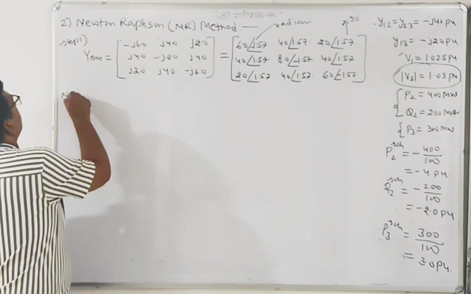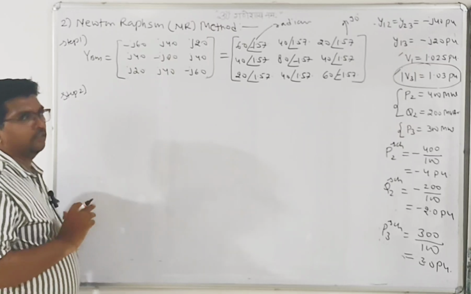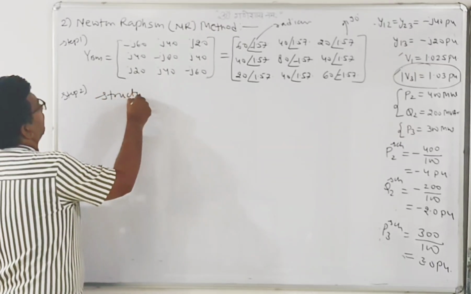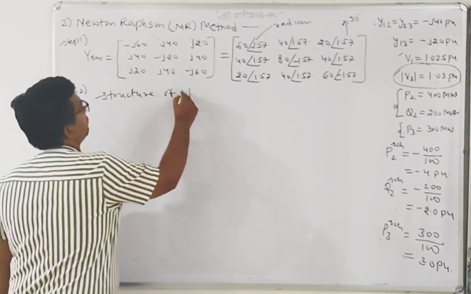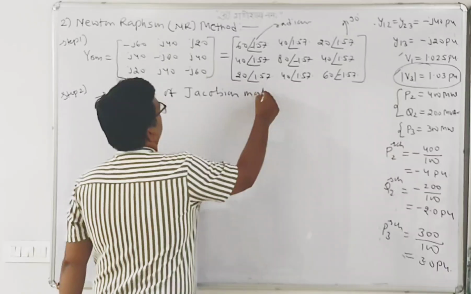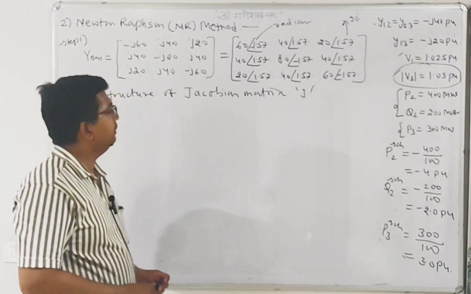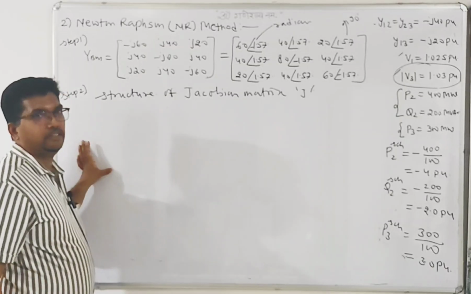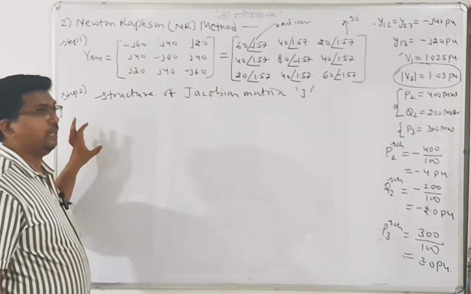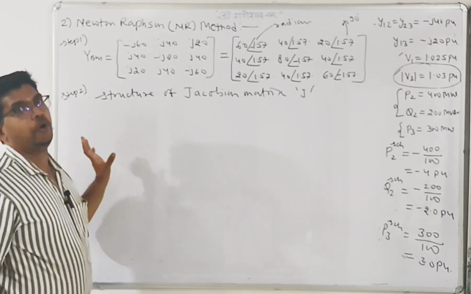Now, step number 2, that is the important thing. We have to draw the structure of the Jacobian matrix J for this problem. That is a very important thing. If you understand this concept carefully, we get how we will apply the Newton-Raphson method for any problem.